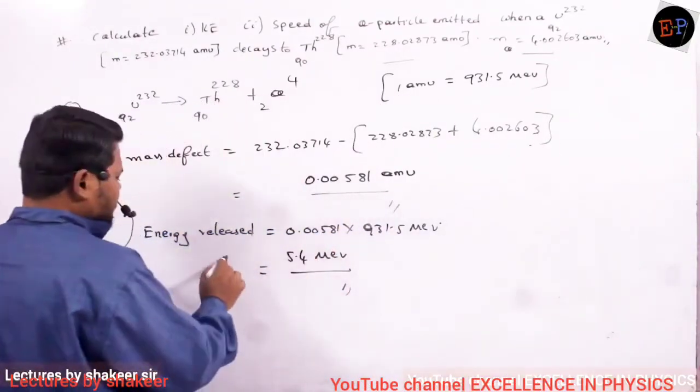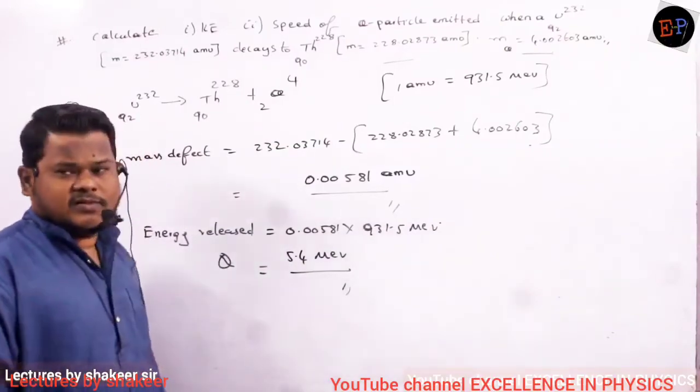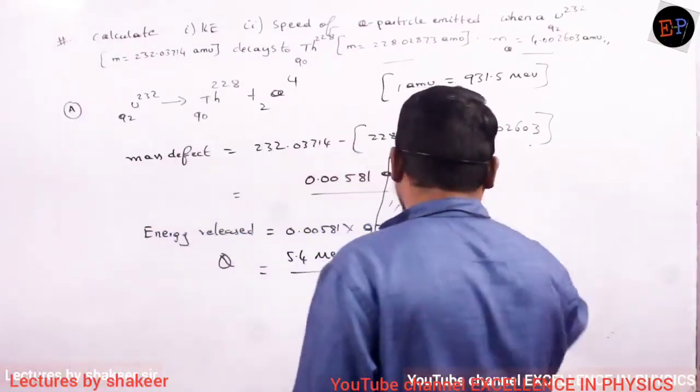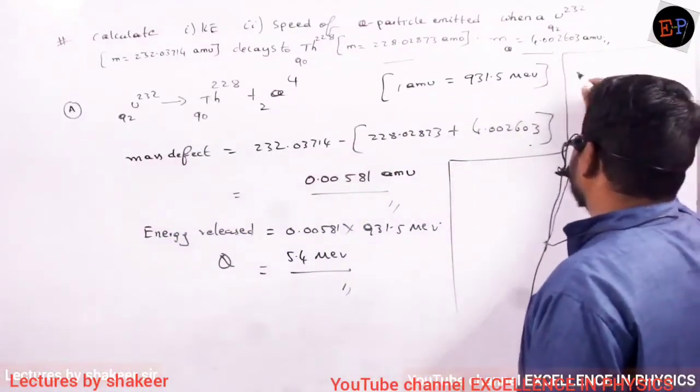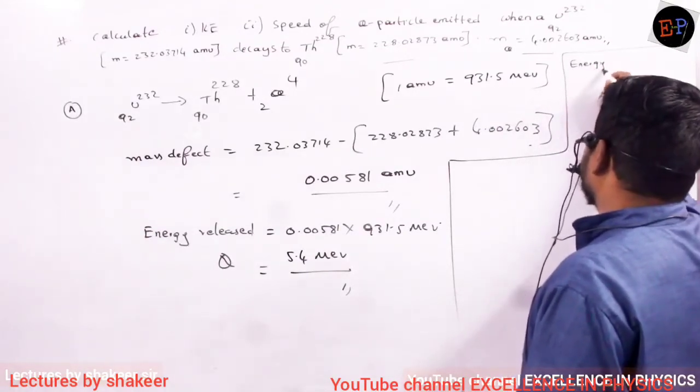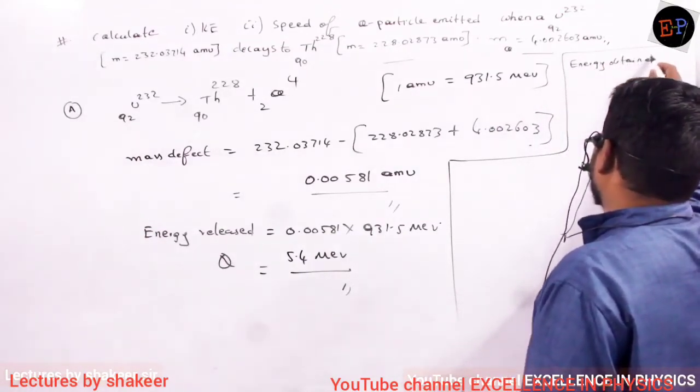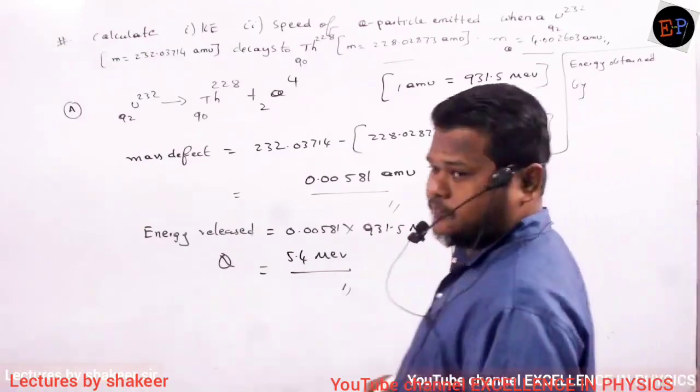Are you able to understand? So if I consider the total energy to be Q, then what is the energy obtained by the alpha particle? I can write it like this. Okay? So the energy obtained by the alpha particle.